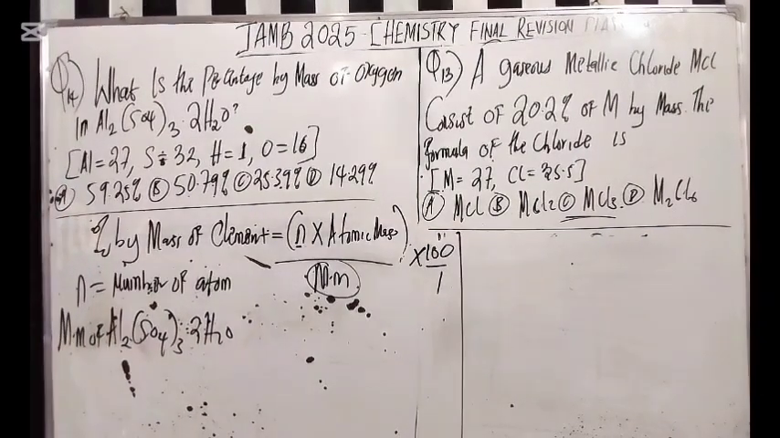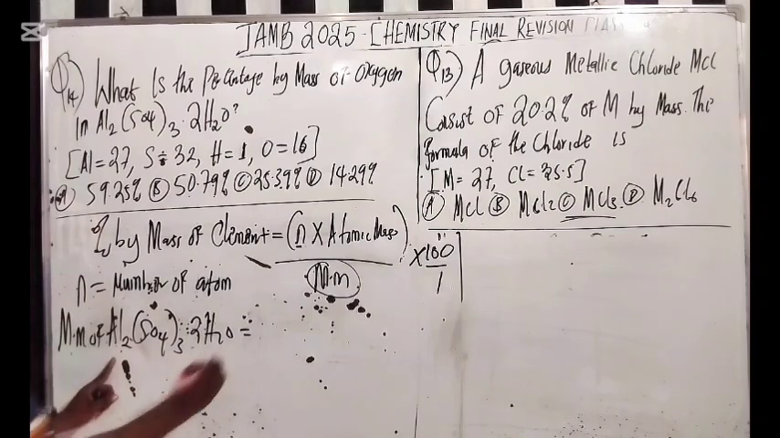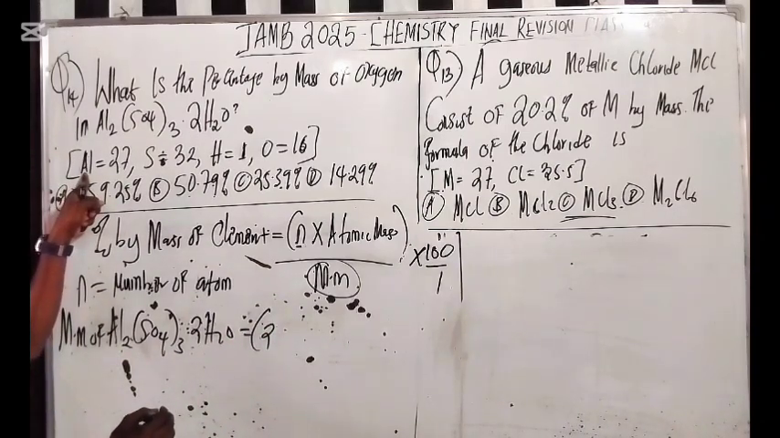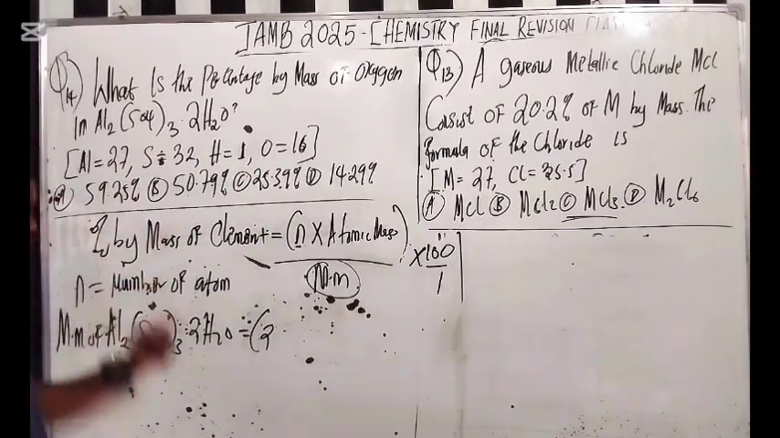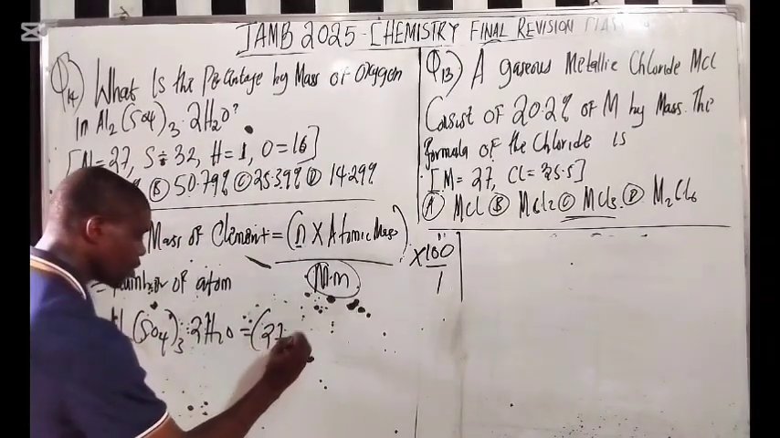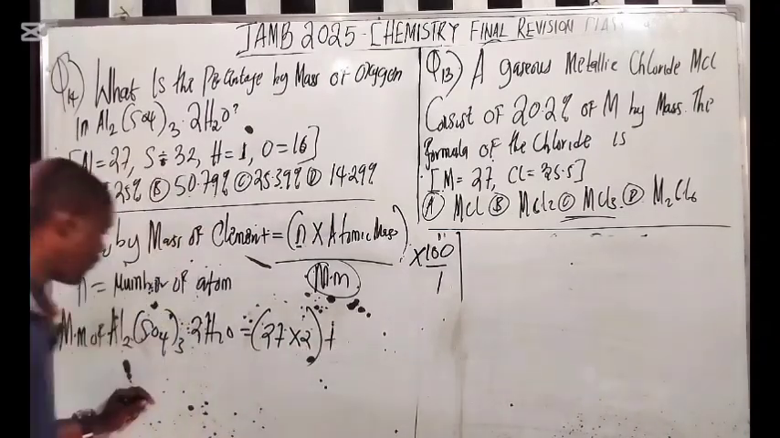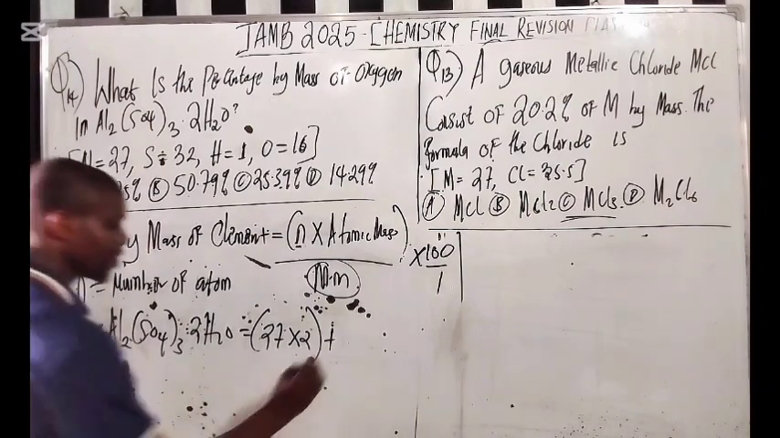Let's calculate the molar mass here. So it's going to be what? Aluminium is what? 27. You can see that the atomic mass is given to us, right? So it's going to be 27 times 2, right? Plus. Now, if you change place here, this 3 is affecting every single thing here. So it's going to be 3.